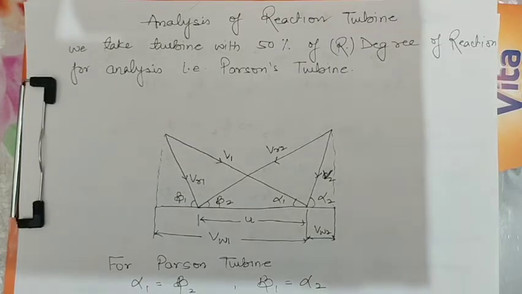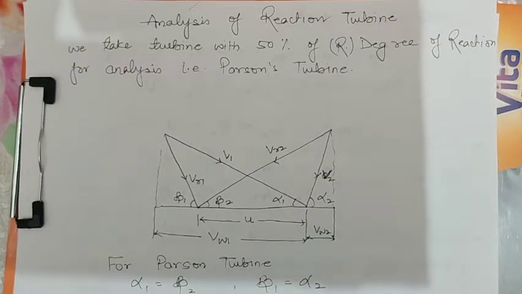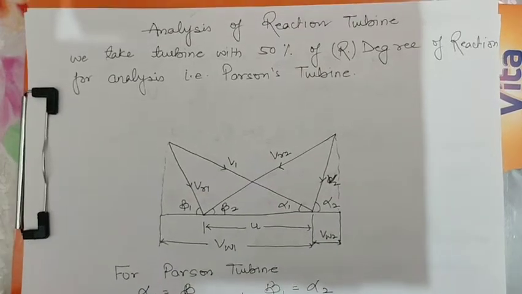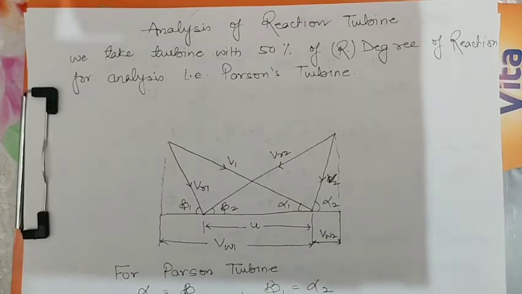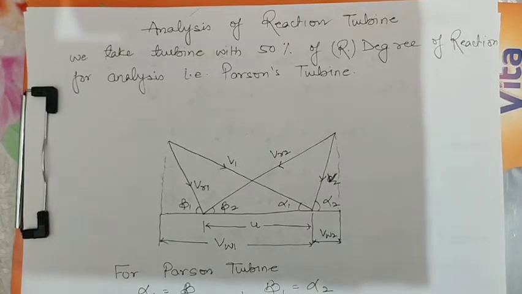Good afternoon, dear students. In the previous lecture, we discussed the degree of reaction of a turbine. Now we are going to analyze the reaction turbine. In the previous lecture, we told you that a turbine with 50% degree of reaction is called a Parsons turbine. So for the analysis of the reaction turbine, we have taken the Parsons turbine into consideration. First of all, we are going to discuss the velocity diagram of the reaction turbine.